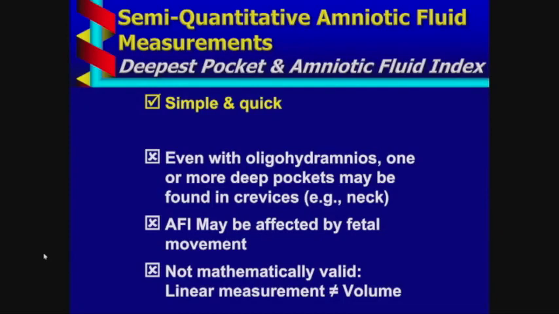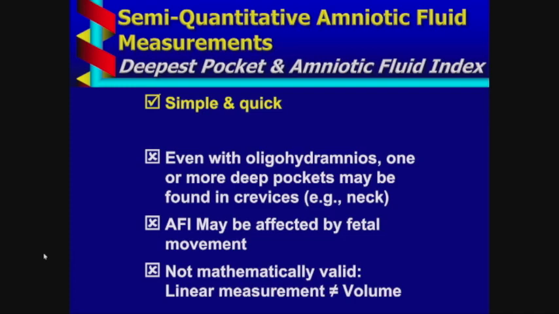Deepest pocket and amniotic fluid index are semi-quantitative methods. I'll show you in a minute why, but they're certainly simple and quick, especially the single deepest pocket measurements. But there are some downsides. The biggest one is that you can have a pretty thin pancake of fluid that may be big in 2 dimensions, but very thin in 1 dimension, just like a pancake, that has very little volume in it, but when you measure the deepest pocket and even look at it in a 2nd dimension, may look big.